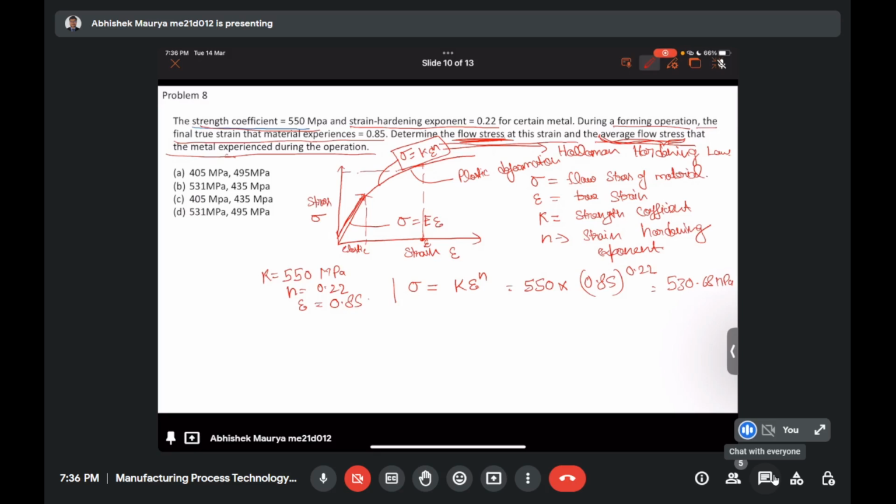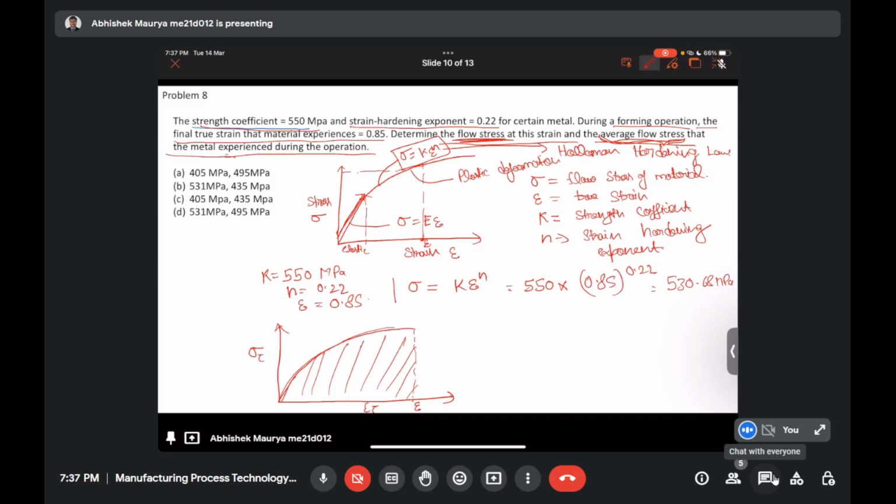So what is the average flow stress? It can be understood more clearly in terms of the area under the stress strain curve. Suppose we have a true stress strain curve, something like this: sigma true and epsilon true. It has some area. For a given strain epsilon, we have plotted the stress strain curve for a material, and it looks something like this.